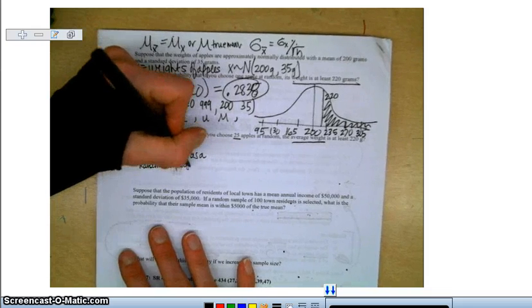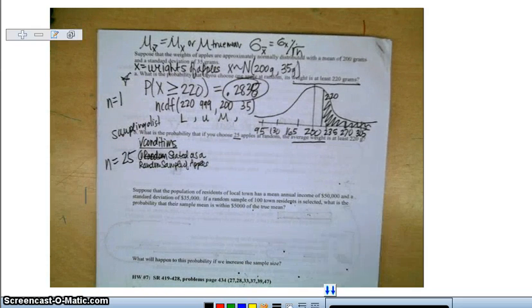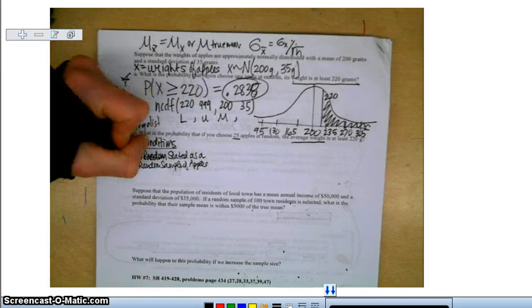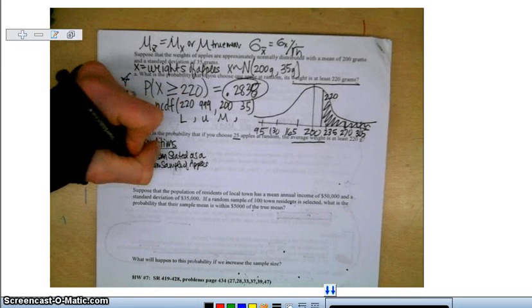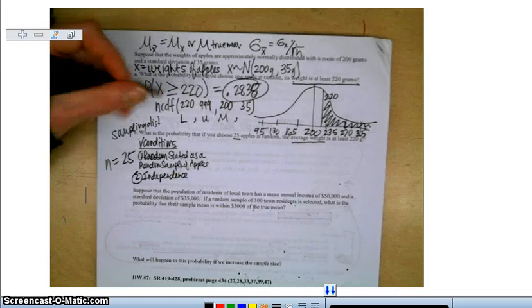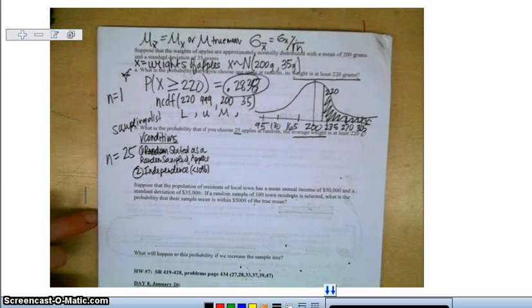Of apples. Okay, again, this is how you get it in context, by referring to what you picked: apples, voters. Just use a word from your problem to describe what you picked. So it's stated as a random sample of apples. Okay, the second condition is the independence condition, or the less than 10%. Okay, so what do we have to assume here?